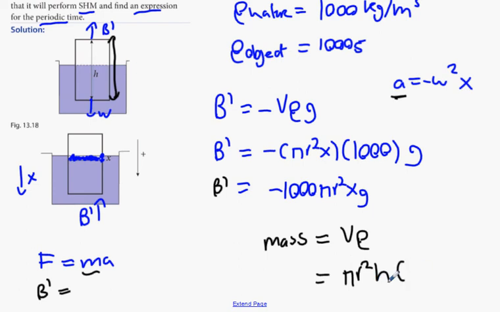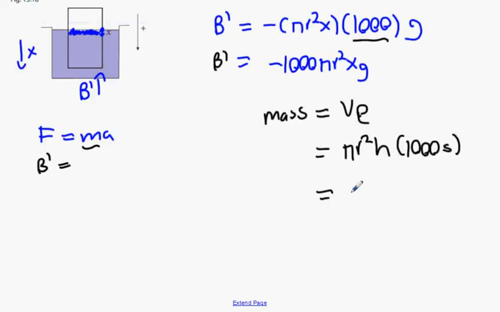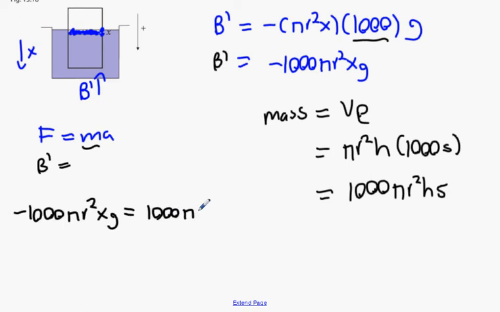Its density, remember, it's not the same as water, which was 1,000. It's 1,000 s, because it's lighter than water if it's floating. Therefore, the mass of the object is going to be 1,000 pi r squared h s. Okay? Now we're going to equate them both together. It's going to be the buoyancy force, which is minus 1,000 pi r squared x g, equals the mass, which is 1,000 pi r squared h s, multiplied by acceleration. Now you're going to enter a bit of a cancel off fest here. Lots of cancelling off.